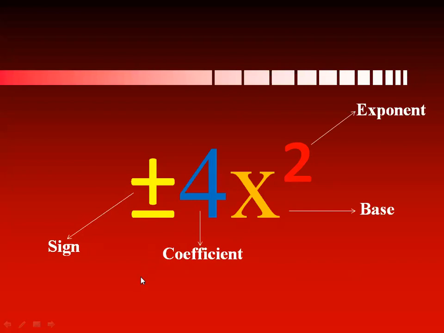Okay, is that clear? Now, I am repeating again, this is your sign, this is your coefficient, this is your base, and this is your exponent. But why am I going to repeat this again? And the whole thing is called what? Term. This whole thing along with the sign is called a term.